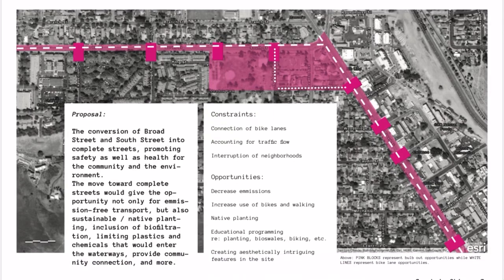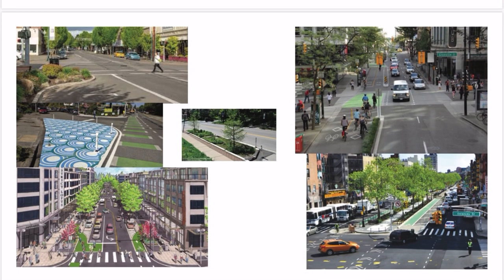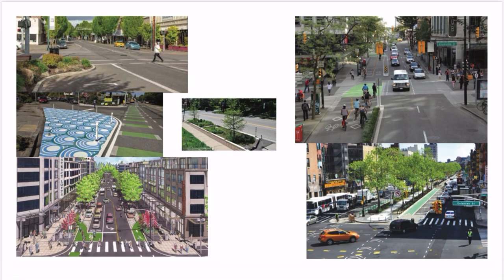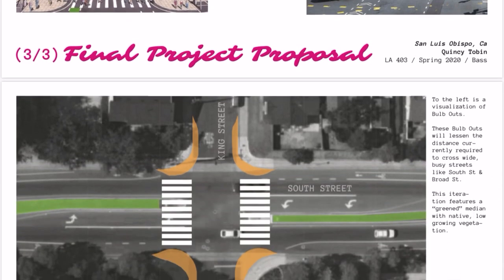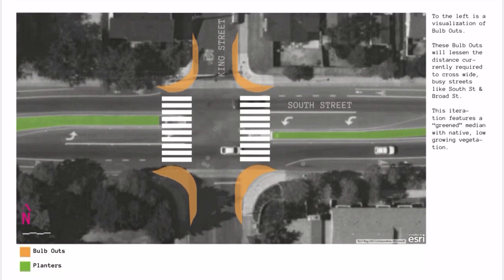Yeah. So moving along again, here we have kind of like some ideation going on. This is just kind of a group of pictures that have given me inspiration throughout this process and things that I'm just kind of looking towards when designing. And so for visualizations, this is the first one I made. It demonstrates bulb outs showing kind of like how they'll look in the street and how they will minimize the area needed to cross the street. And in this visualization, it's on the intersection of South Street and King Street.